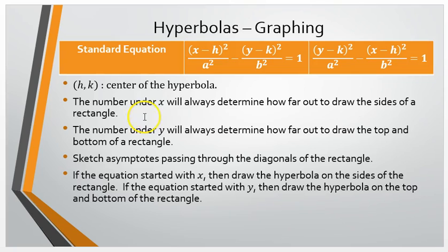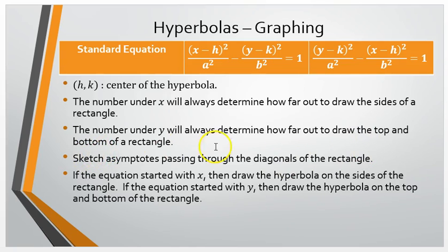And then the number underneath x, whether that comes first or second, that will determine how far out to the left or right that you should be drawing the sides of a rectangle. So I just go out to the left and right that amount, and then draw a little dot, and then I fill in the box a little bit after. The number underneath y, whether it comes first or second, doesn't matter. The number under y will determine how far out to draw the top and the bottom sides of a rectangle. So again, I just go up and down that number underneath y amount, and then draw dots, and then I fill in the box afterwards.